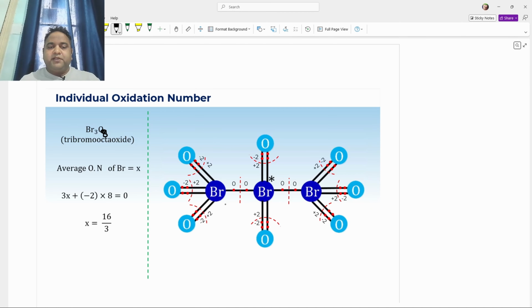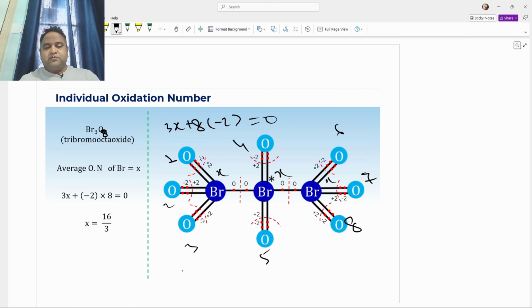Sorry, Br3O8. So now mathematically we can calculate X, X and X. Now we are having total 3X. How many oxygen? 1, 2, 3, 4, 5, 6, 7, and that is 8. Each oxygen considered at -2, and the total is equal to 0. 3X minus 16 is equal to 0. X will be equal to +16/3.